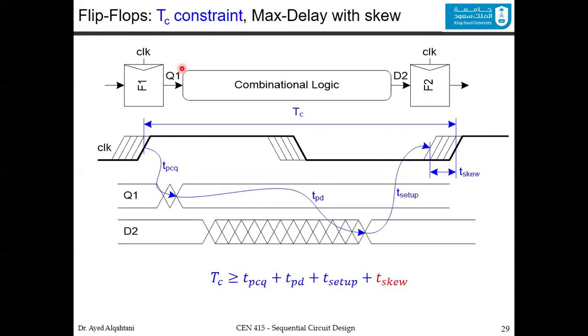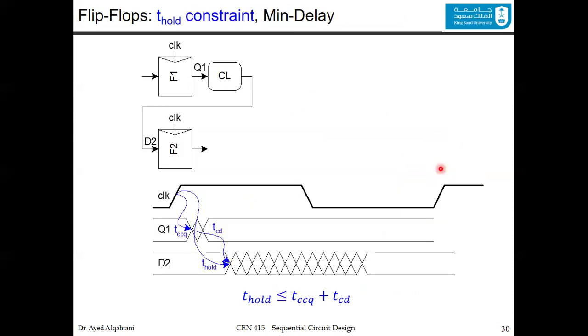Now, if you have a skew, you make the skew part of the time that you need to worry about, and you can see that we are adding the skew over here. Now for the holding constraint, I will clarify it more.